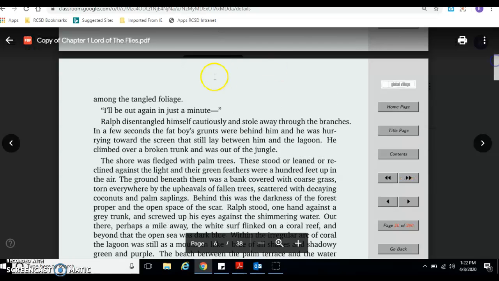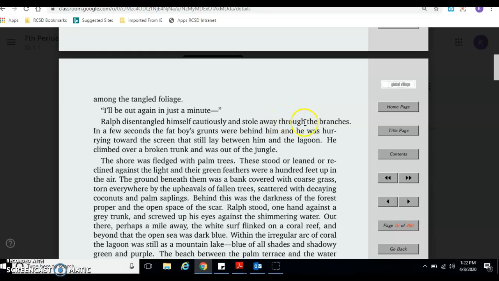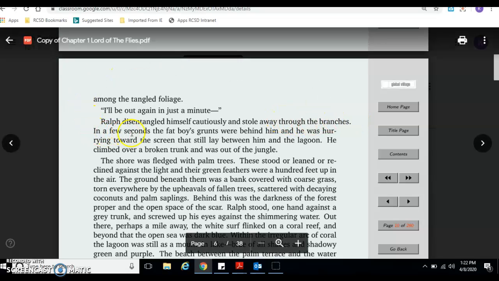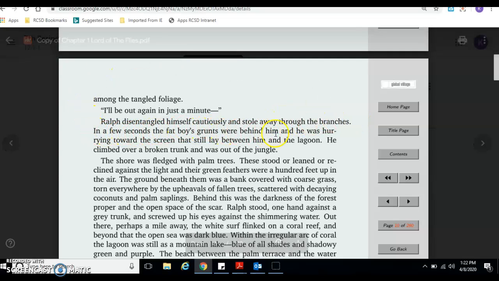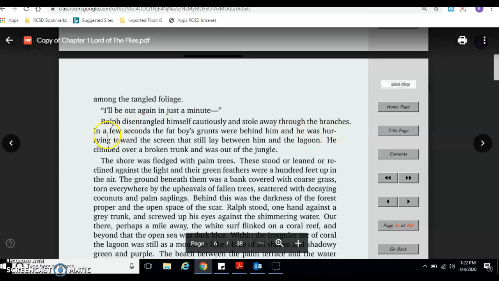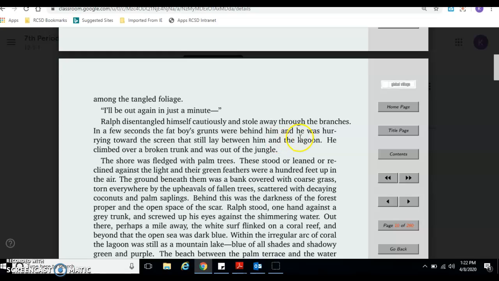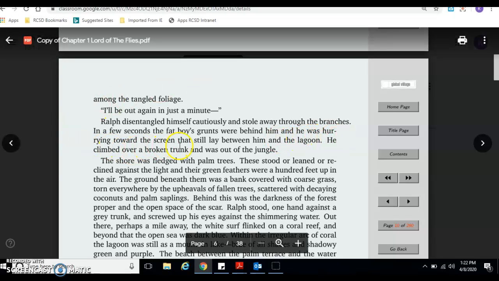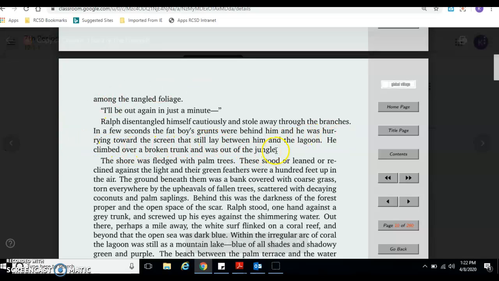Okay. So, "Ralph disentangled himself cautiously and stole away through the branches. In a few seconds, the fat boy's grunts were behind him, and he was hurrying toward the screen that still lay between him and the lagoon. He climbed over a broken trunk and was out of the jungle." Okay, so this climbing over a broken trunk just sounds intense to me, so that's what I'm going to highlight, or copy and paste.